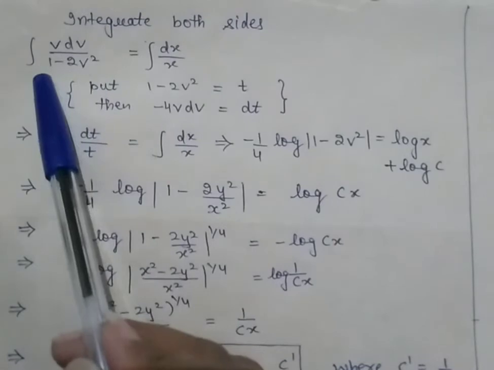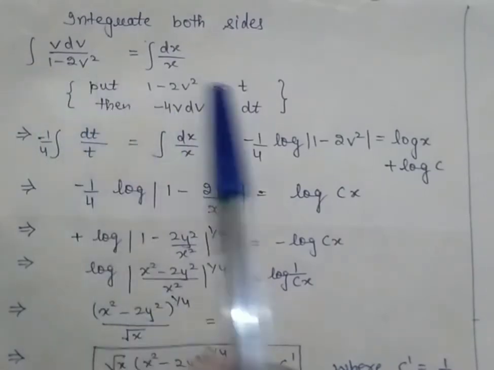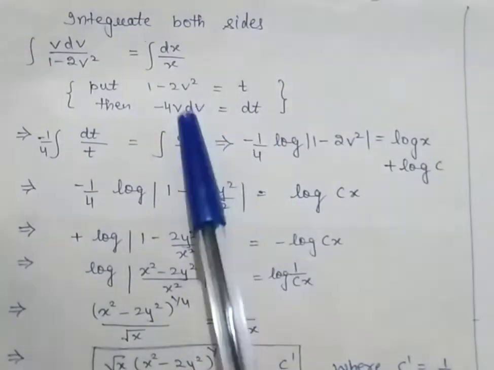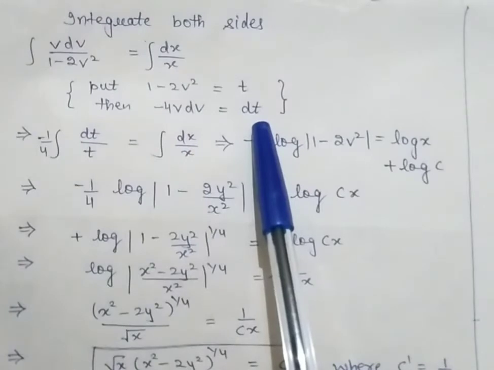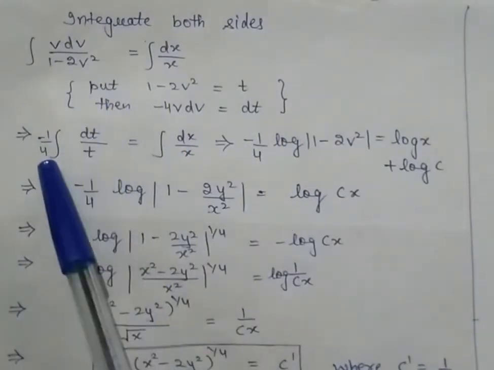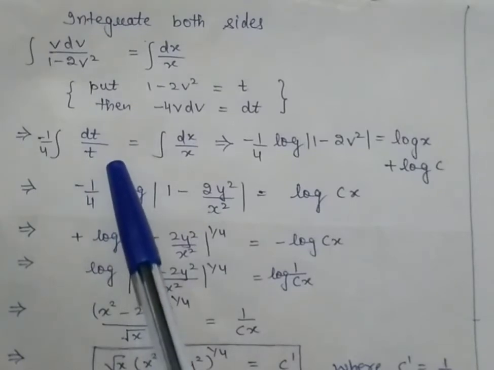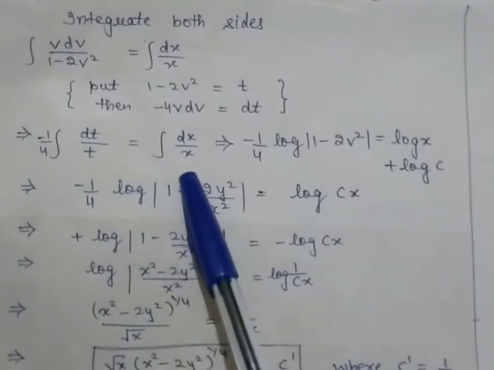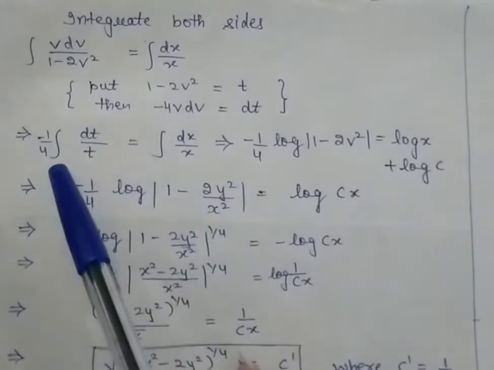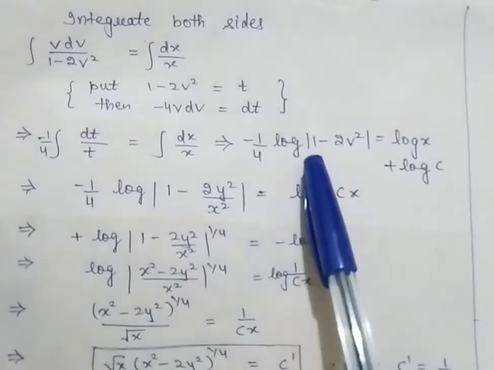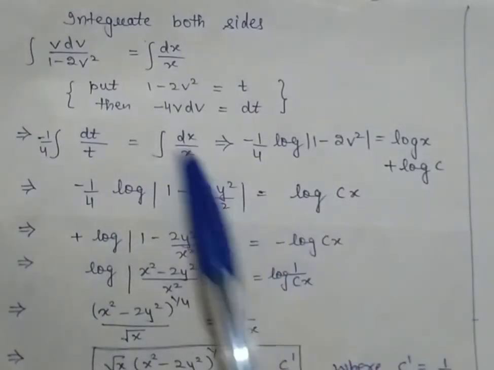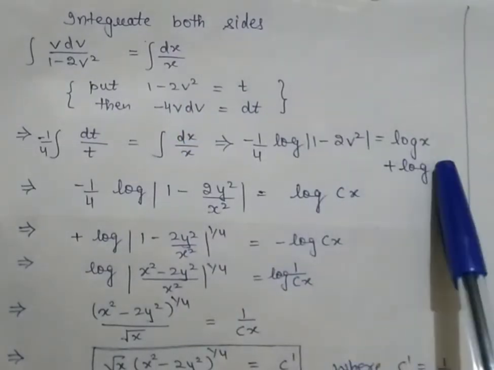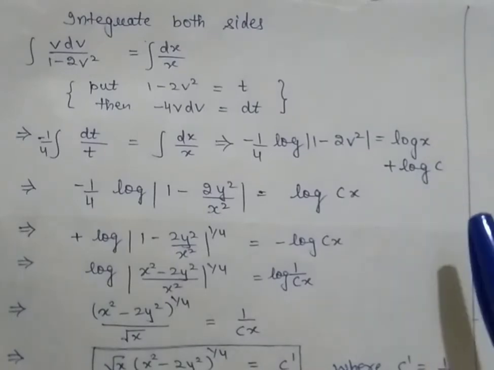For this integral, we substitute 1 minus 2v square equal to t, then minus 4v dv equal to dt, and v dv is minus 1 by 4 dt. So this integral is minus 1 by 4 integral dt divided by t, where t is 1 minus 2v square. So dt by t, this is equal to integral dx by x. Now we integrate. So this is minus 1 by 4 log t, but in place of t I can write 1 minus 2v square. So log 1 minus 2v square, this is equal to log x plus log c.